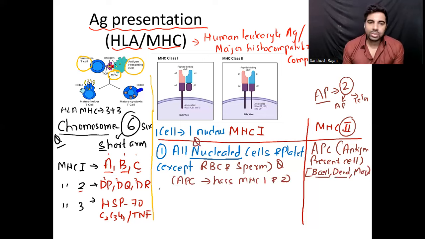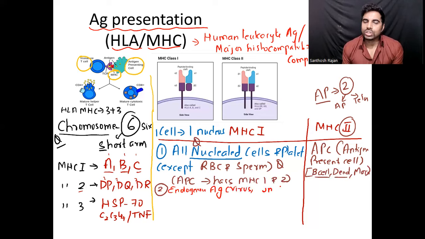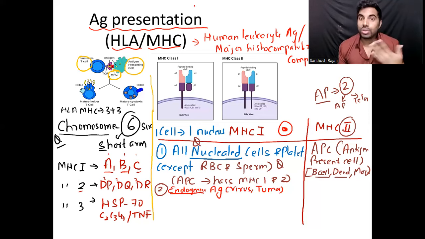Second one, remember, nucleus is always inside. So what type of antigen is it presenting? It's presenting the endogenous antigen. That means virus or tumor cells. The nucleus is inside the cell, this is the clue. One nucleus inside one cell. So endogenous. This is a clue, I'm making you link.